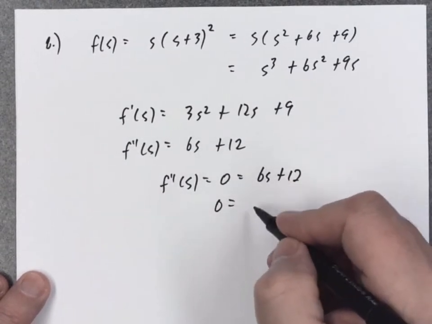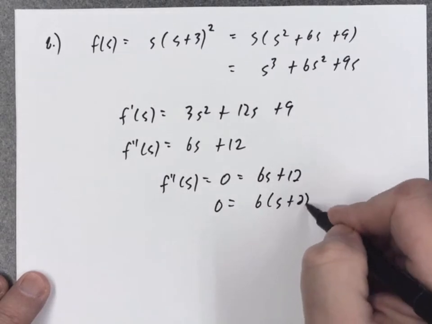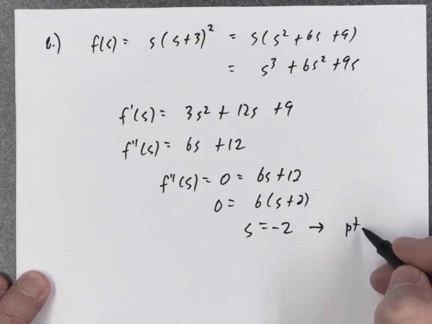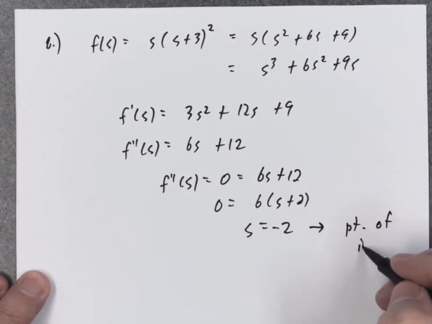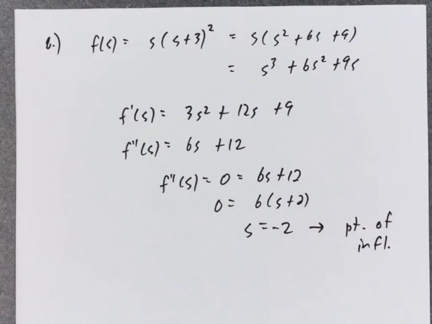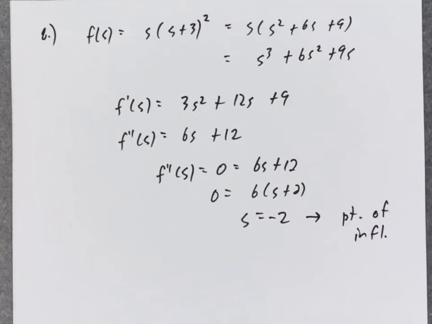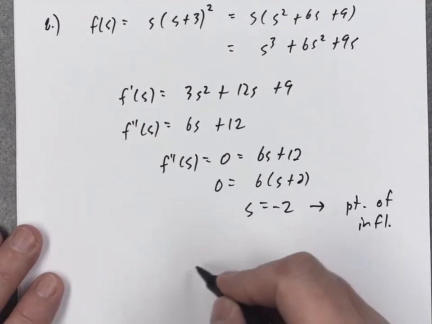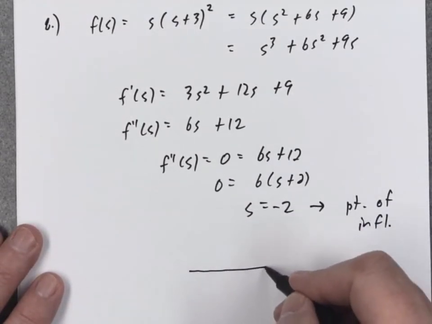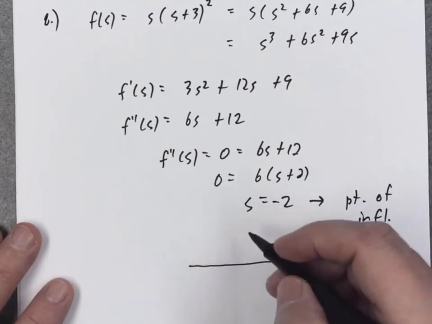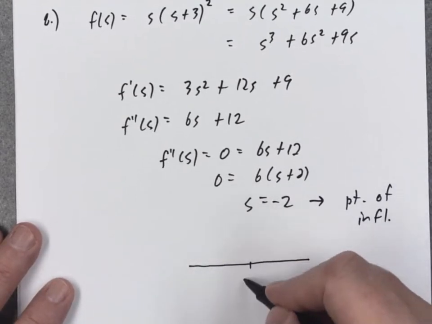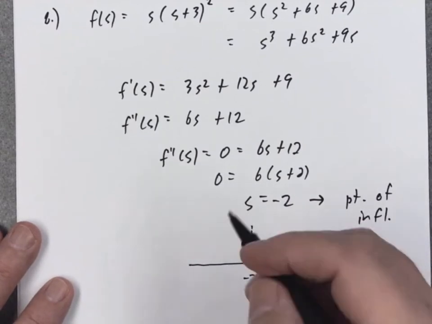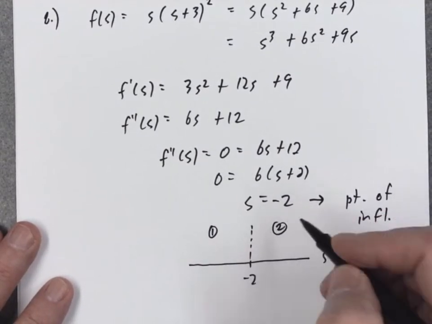This is a pretty simple equation. If I factor out a 6, so there it is. Looks like I have one point of inflection when s is -2. So now, since I know this point of inflection, I can now go figure out where my function is concave up or concave down. So here's my chart. One point of inflection, so therefore I have two regions.